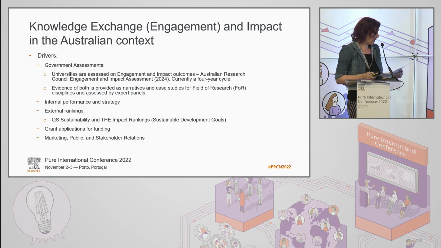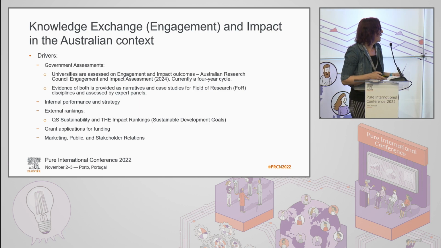We also have internal performance measures, including for academic performance and promotion. Internally at Charles Sturt, we're currently developing a performance system called the Research Productivity Index. Engagement and impact activities are included and assessed in that, and academics are awarded points. Pure is a key tool for us in being able to collect and report on that. We currently use the existing impact template for that, and we're making adjustments in another area of activities in Pure to customise something that we can use to capture what's known as a major engagement. We also have external rankings, so QS Sustainability and the THE Impact rankings, and then grant funding, marketing and stakeholder relations as well.